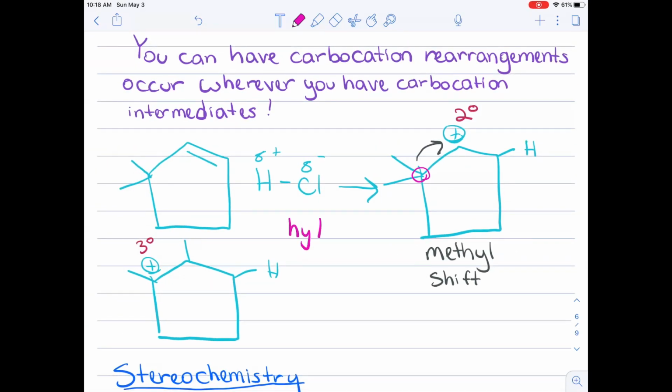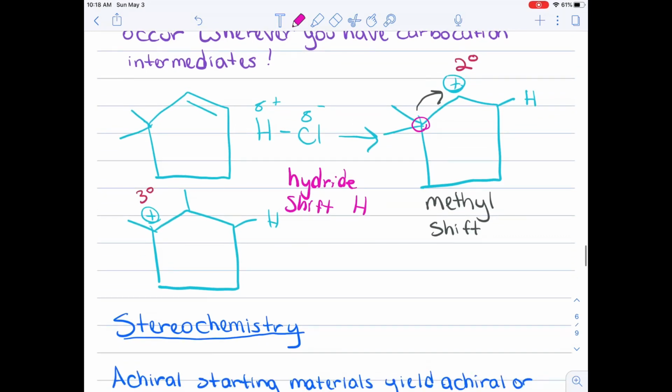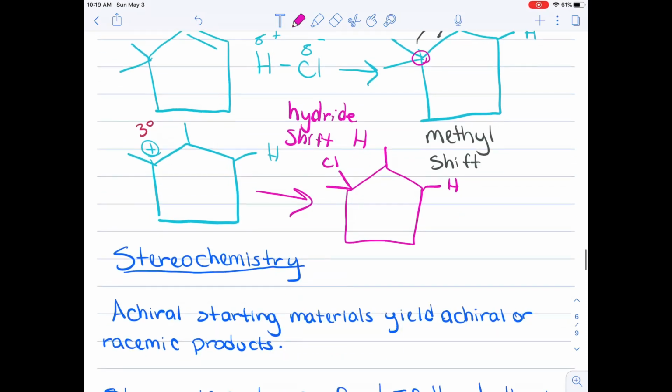You can also have hydride shifts, which instead of a methyl group moving over, it's actually just hydrogen, and it'll create the same type of result. So now your chlorine atom will be able to go on to the tertiary carbocation and make way for your most stable product.